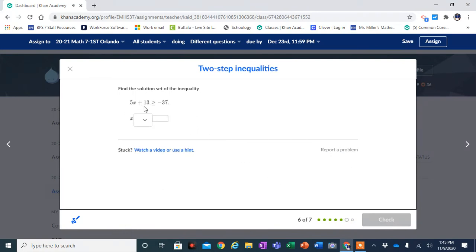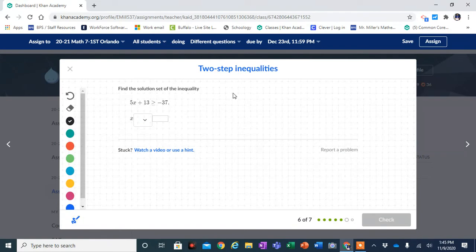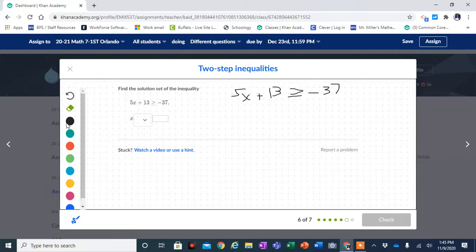Okay, for this one, 5x plus 13 greater than or equal to negative 37. So to get rid of the adding of 13, we need to subtract 13. So that means this is 5x greater than or equal to. Now you've got to be careful here because this is you owe 37 and you owe 13. So now you owe, and you add these together. So when you add those together, you're going to get 50.